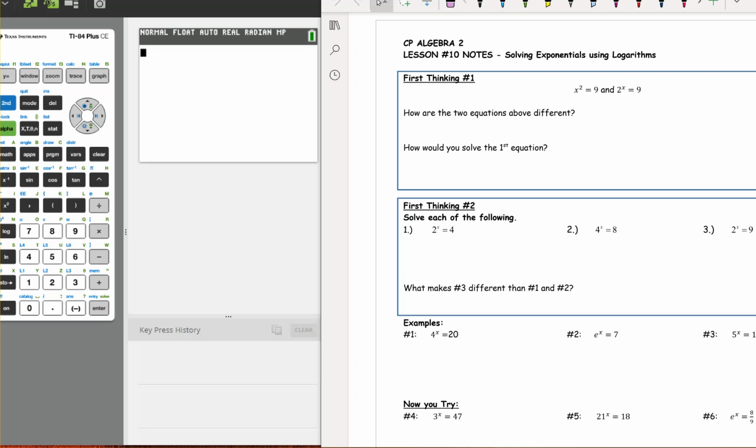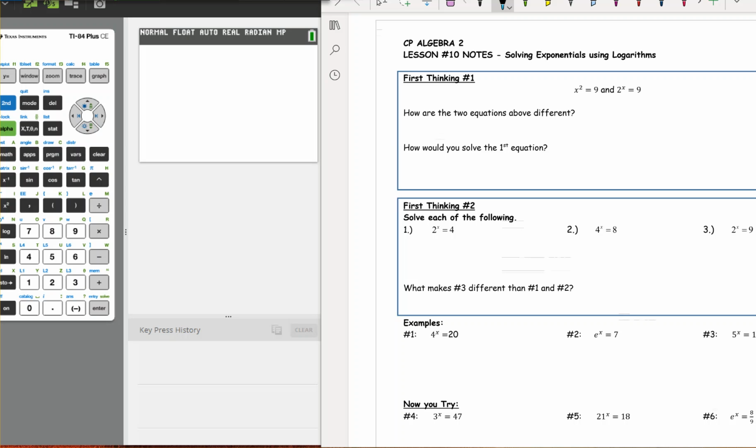Okay, so at the top of this page, there's a box that says first thinking. So even though you're watching a video, I think it would be useful if you would just pause the video and see if you can answer the two questions in that first box, and then unpause the video and we will talk about it.